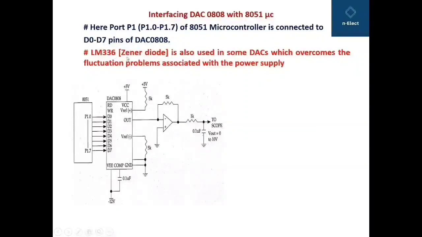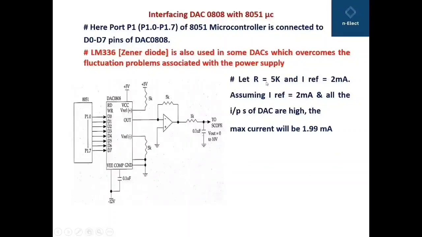LM336, that is a Zener diode, is also used in some digital to analog converters, which overcomes the fluctuation problems associated with the power supply, and it maintains the power supply stable. Let R equal to 5K and I reference equal to 2 milliampere.